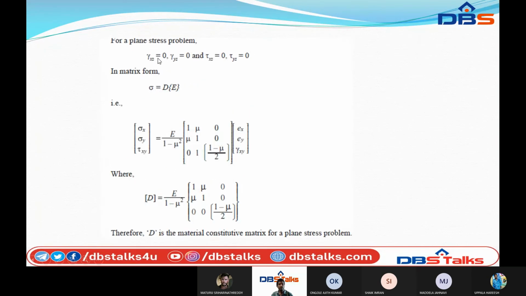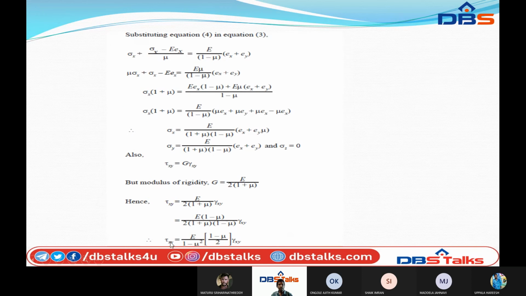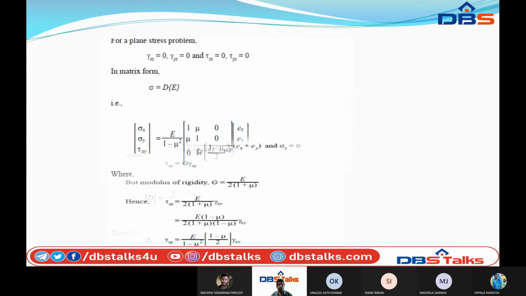For plane stress conditions, we already know that the stresses in xz, yz are negligible or zeros. In matrix form, sigma equals D into epsilon, D is the D matrix, the material matrix. After that, I'm writing only x and y directions: stresses in x and y directions, and strains in x and y directions. E by 1 minus mu square. Okay, this is the tau xy value. E by 1 minus mu square, 1 minus mu by 2, gamma xy.